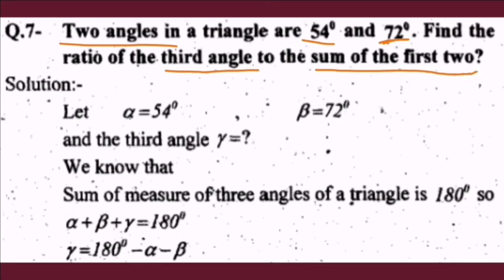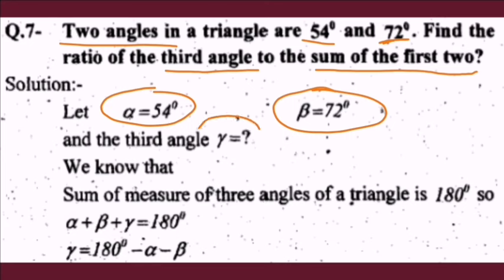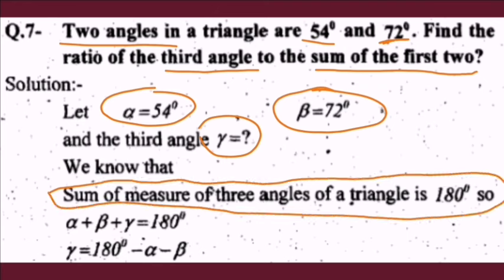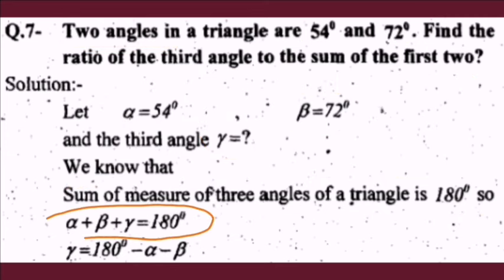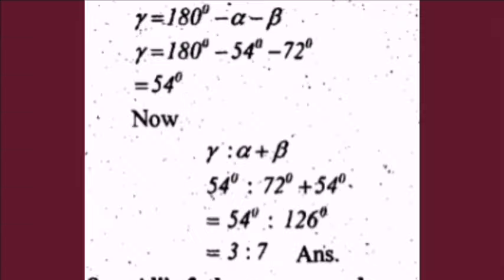Let 54 degrees be alpha and 72 degrees be beta. This is the first two angles. And the third angle is gamma. Now we know that the sum of the measures of three angles of a triangle is 180 degrees by theorem. So alpha plus beta plus gamma is equal to 180 degrees. So gamma is equal to 180 degrees minus alpha minus beta.